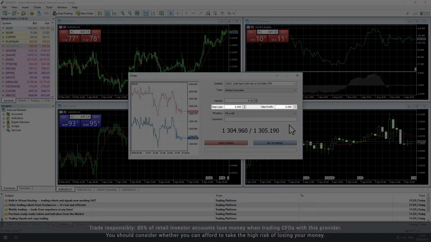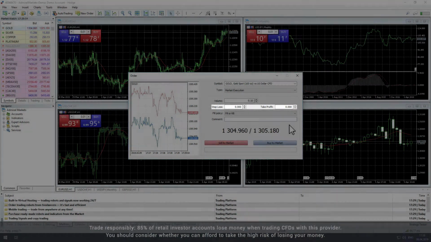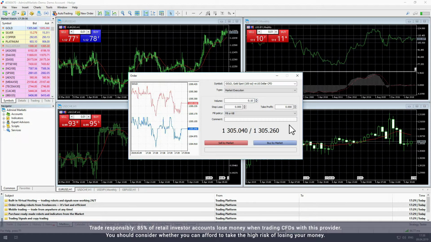The next options are your stop loss and take profit. Both of these are prices you can set where your trade will automatically close. A stop loss allows you to set a limit on your losses, while a take profit allows you to secure profit without manually closing a trade. We will leave these blank, which means we will manually close the trade.